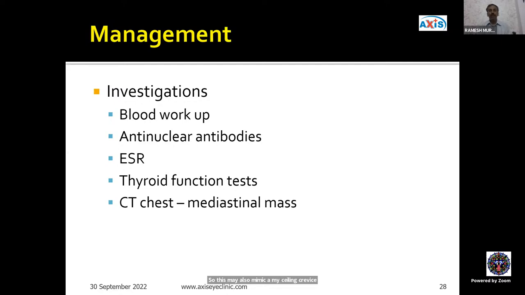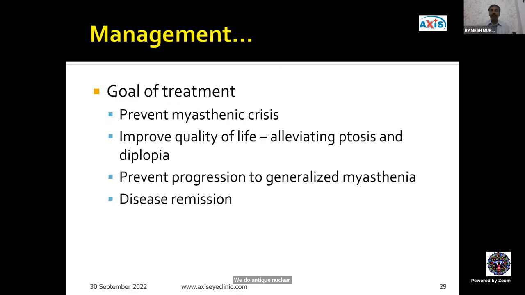So how do we manage the patients? We first do investigations. We do a blood workup. We do thyroid tests. We do anti-nuclear antibodies, ESR, and we do a CT chest for the mediastinal masses.